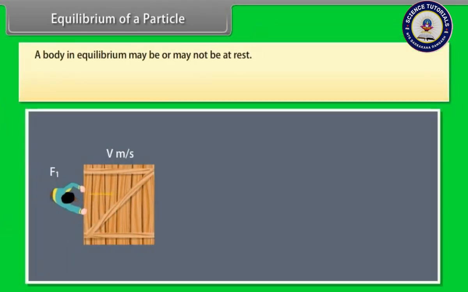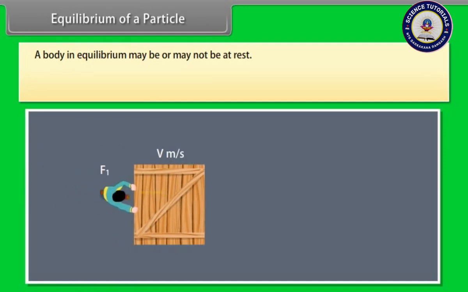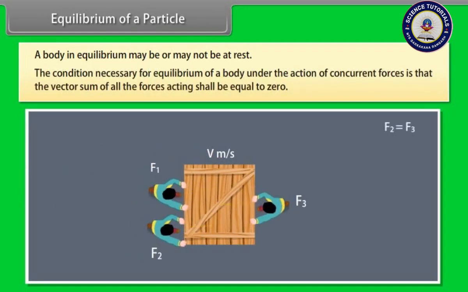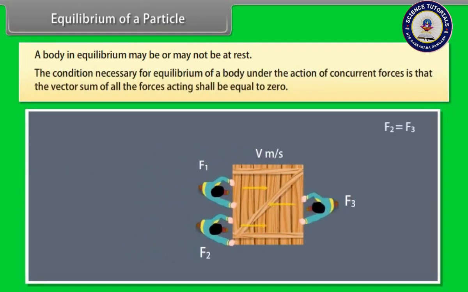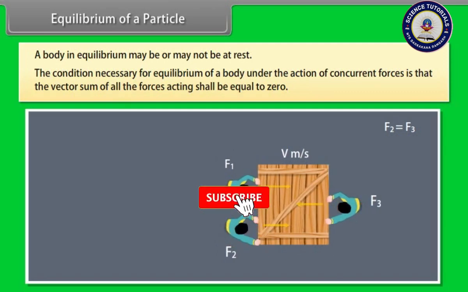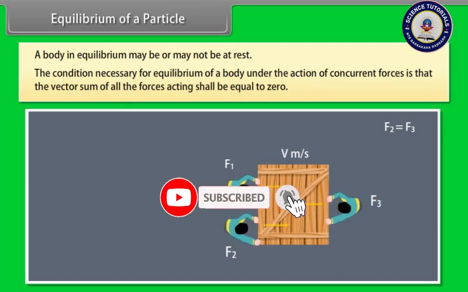A body in equilibrium may or may not be at rest. The condition necessary for equilibrium of a body under the action of concurrent forces is that the vector sum of all the forces acting shall be equal to 0.